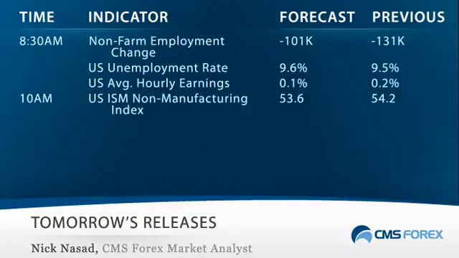Tomorrow in the US, we do get the big non-farm employment change report. As I mentioned, expectations are for about a 100,000 decrease. The unemployment rate, meanwhile, is expected to inch up to 9.6%. Average hourly earnings are expected to rise a little bit. And at 10 a.m., following the non-farm employment report, we get the ISM non-manufacturing index, which is expected to show a slight decline from its figures in July.